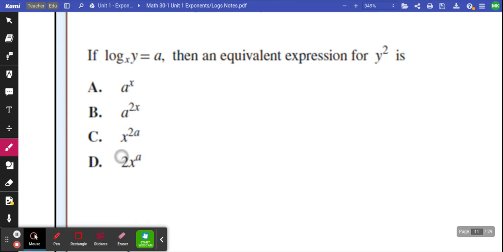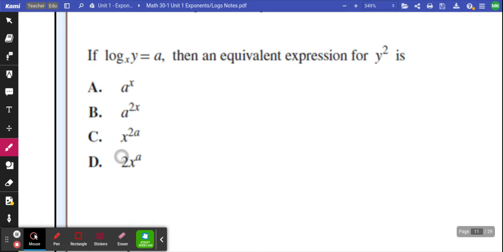What do I know I can do with logs? It's like the only thing we know how to do with logs right now. Change that into a power. So let's do that. Let's change that into a power, and then let's see if we can do something with y squared, whatever that is.